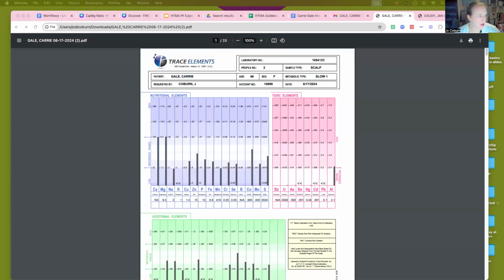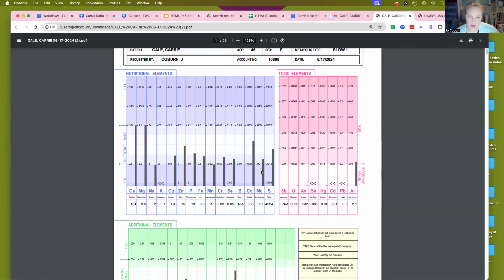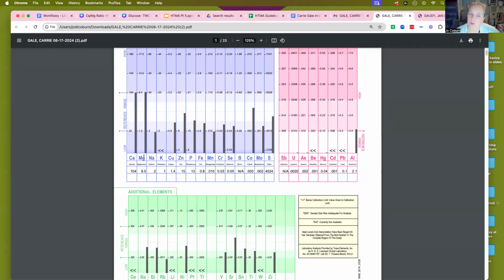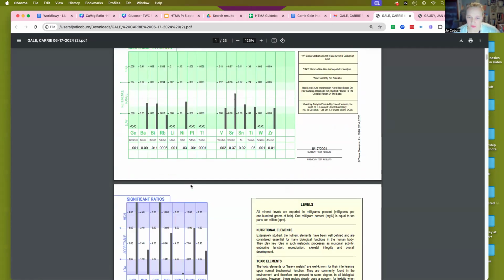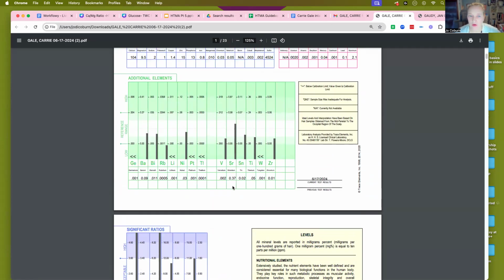Would your ratio basically show a high calcium and a low magnesium? Yep, let me show you the two that I have. Here's this one. They're both high. But if you look at the ratios, you've got a pretty high calcium to magnesium. Calcium to potassium and calcium to phosphorus are also both super high.